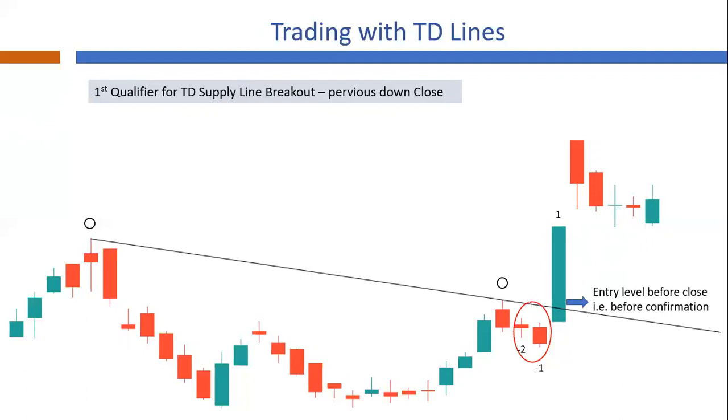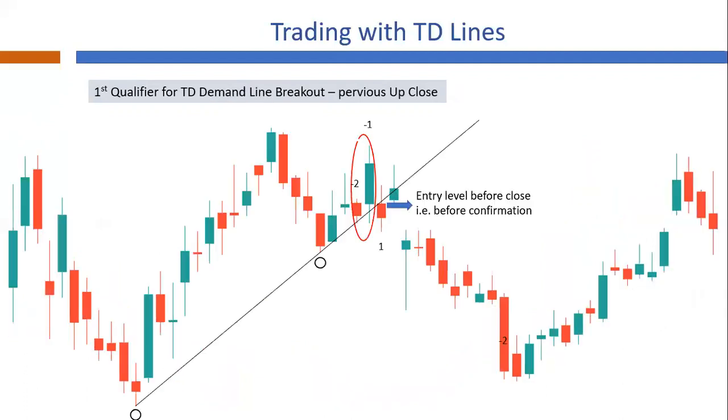So in this case, the trade is to be taken once the price breaks above the TD supply line during the day. Now let's see how it looks for a TD demand line breakout. Candle 1 is the breakdown candle. What we need to do now is to compare the close of candle number -1 and close of candle number -2. In case the close of candle number -1 is higher than the close of candle number -2, the entry will be qualified before confirmation.